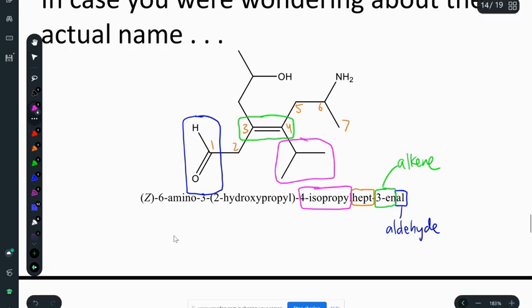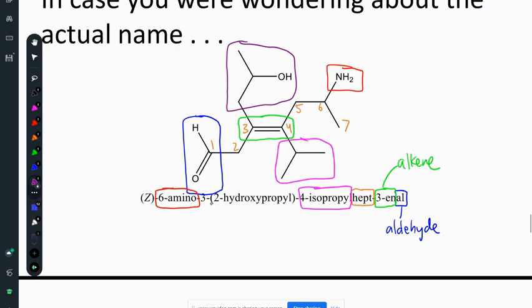I have the 6-amino out front. I have an amine group on carbon 6, so hence 6-amino is part of my name. And then I have this thing, 3,2-hydroxypropyl. So what's going on there? Well, 2-hydroxypropyl will refer to this entire group here. This is a propyl group made of 1, 2, 3 carbons. There's a hydroxy group on the second carbon.